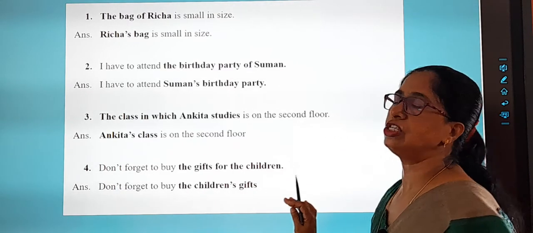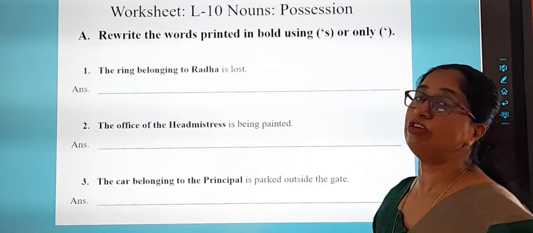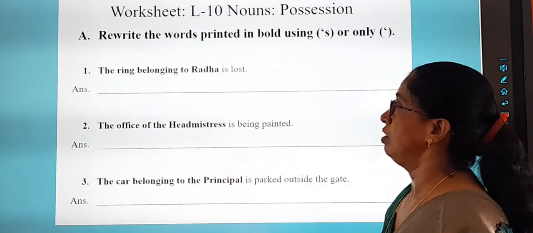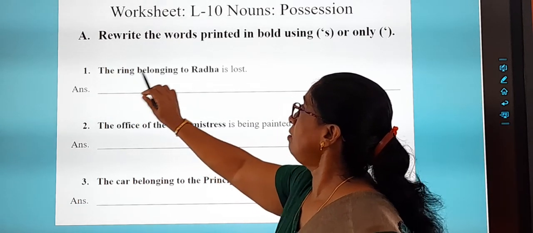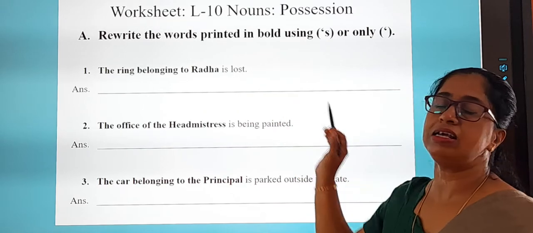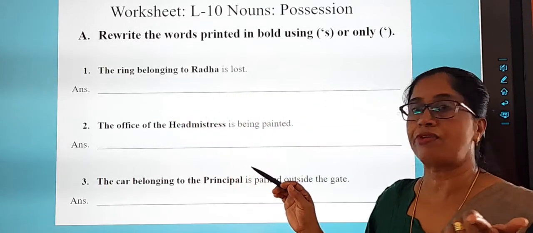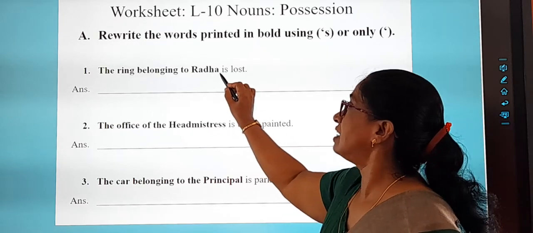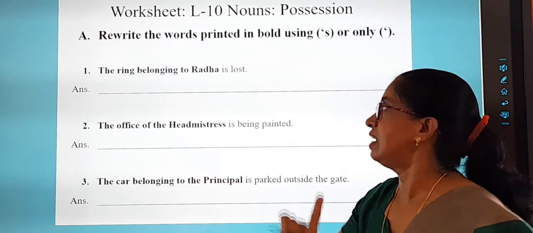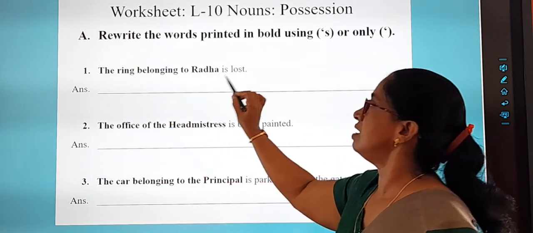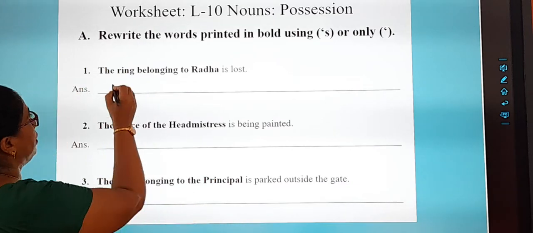So, this is how it has to be written, copied down neatly in your notebook. Now, the worksheet which you will do on your own. Let me read the questions, and you will do the answers on your own. The ring belonging to Radha is lost. So, whose ring? Radha's ring. And Radha, the last letter is A, so you have to put apostrophe S. Radha's ring is lost. This one I can write for you, the rest you will be doing.